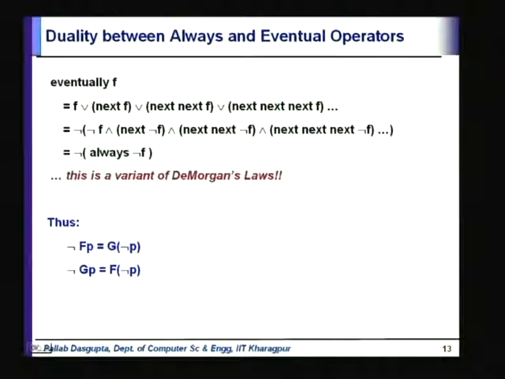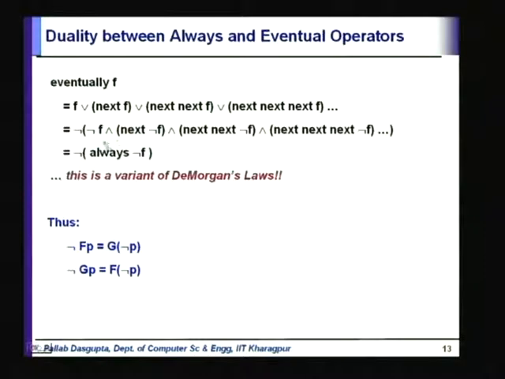When we write eventually f, what do we mean? We mean either f now or next f or next next f or next next next f, dot dot dot. Now, we can use De Morgan's here to put a not outside and then move the not inside. So, this is not of (not f and next not f and next next not f and next next next not f, etcetera).